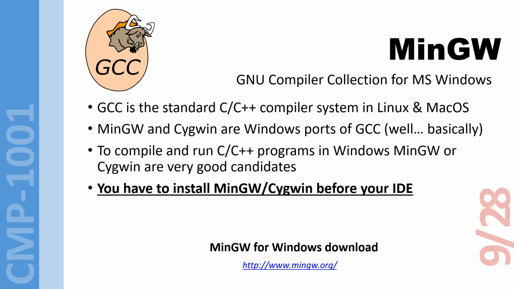If you happen to have a Windows machine though, you cannot install GCC directly because it's only compatible with Linux and macOS operating systems. You need a Windows port of GCC, and there are two very good candidates, MinGW and Cygwin. Don't get me wrong, you are not limited to GCC or Windows ports of GCC. There are also other C++ compilers for Windows, such as the Microsoft C++ compiler, which is also a good compiler, but I generally prefer GCC or Windows ports of GCC, so that would be my personal suggestion. So to compile and run C++ programs in a Windows environment, these two things are my suggestions.